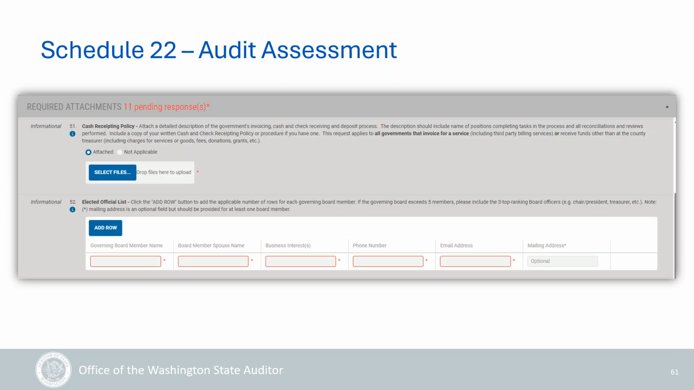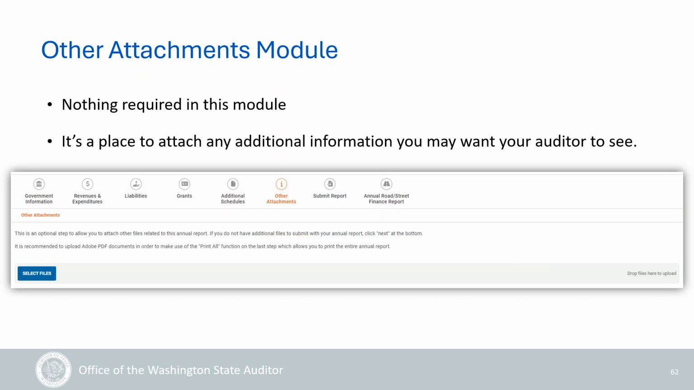And here is just a glimpse of what some of the questions look like. Questions will either have a requirement to attach a file, check boxes, radio buttons, comment boxes, or filling out a table. The other attachments module is truly only there if you need it. Nothing is required here, and it is a placeholder if a government needs or wants to attach something that wasn't asked for already in a previous module. You can skip this module entirely if it's not needed.